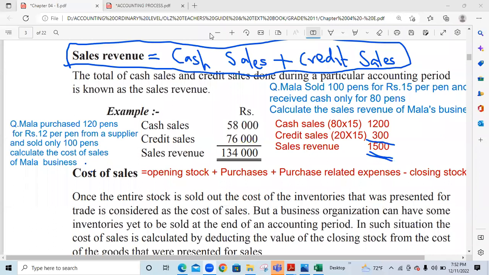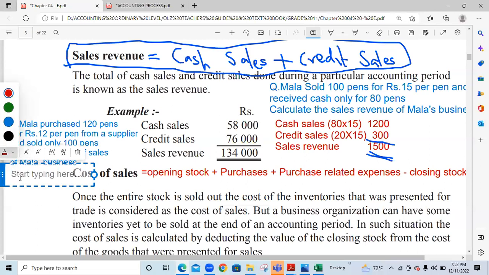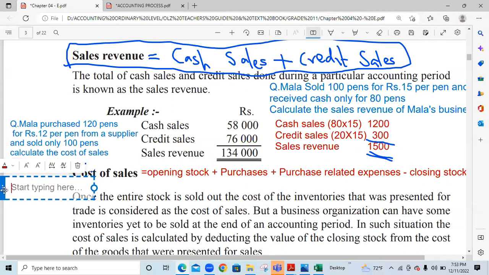1,440 is the wrong answer. For the ones who gave 1,440, guys, you're selling only 100 pens. If you're selling 100 pens, how can you record the cost of 120 pens? If you are selling 100 pens, the cost also should be for 100 pens.